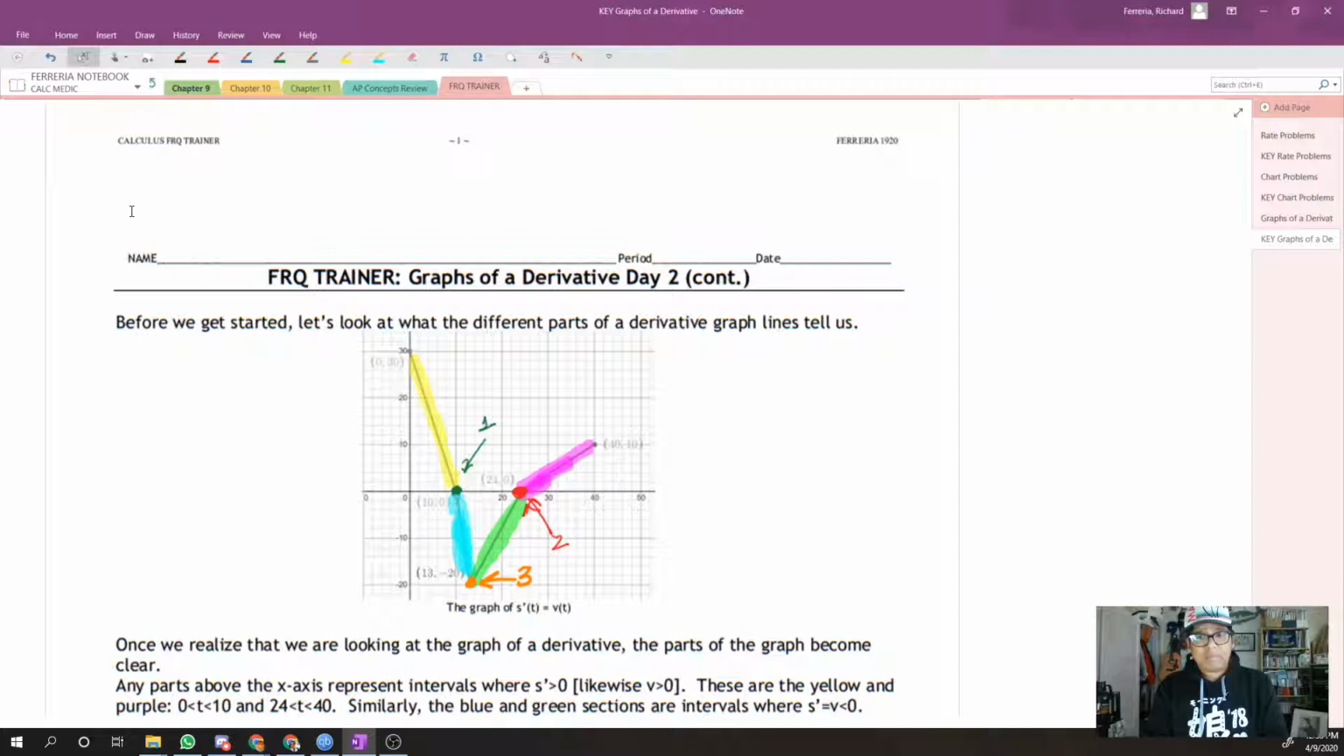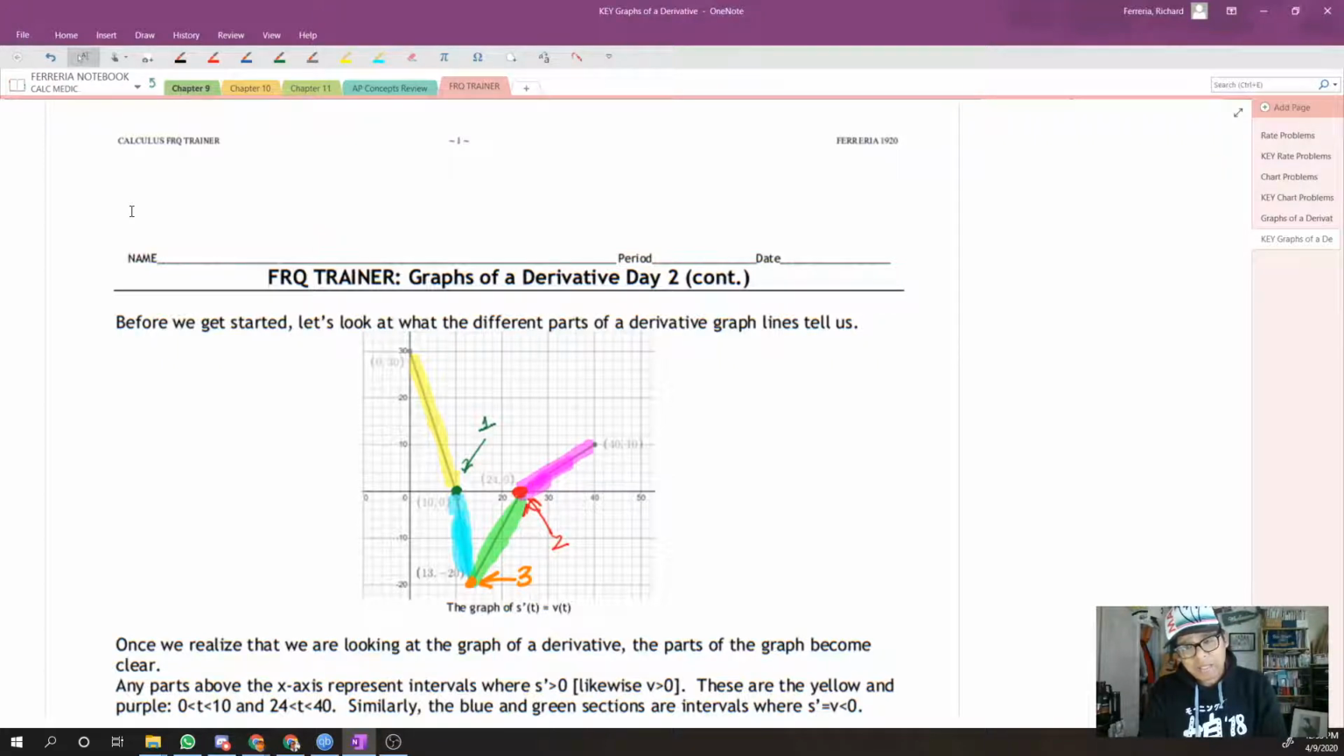Now that we've said that, points 1 and 2 are special to us, because at points 1 and 2, the velocity is either changing from positive to negative or from negative to positive. So at point 1, velocity is going from positive in the yellow part to negative in the blue part. So that looks like it's going to be a relative maximum. Velocity changes from positive to negative. It's a relative maximum. That's also a place where the plane is going to turn around.